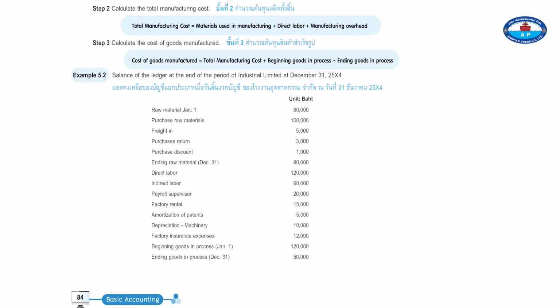Direct labor, 120,000 baht. Indirect labor, 60,000 baht. Payroll supervisor, 20,000 baht. Rent factory, 15,000 baht. Amortization of patents, 5,000 baht. Depreciation machinery, 10,000 baht. Factory insurance expenses, 12,000 baht. Beginning goods in process, January 1st, 120,000 baht. Ending goods in process, December 31st, 50,000 baht. Required: 1. Manufacturing cost statement. 2. Cost of goods manufactured per unit if goods production is 50,000 units.